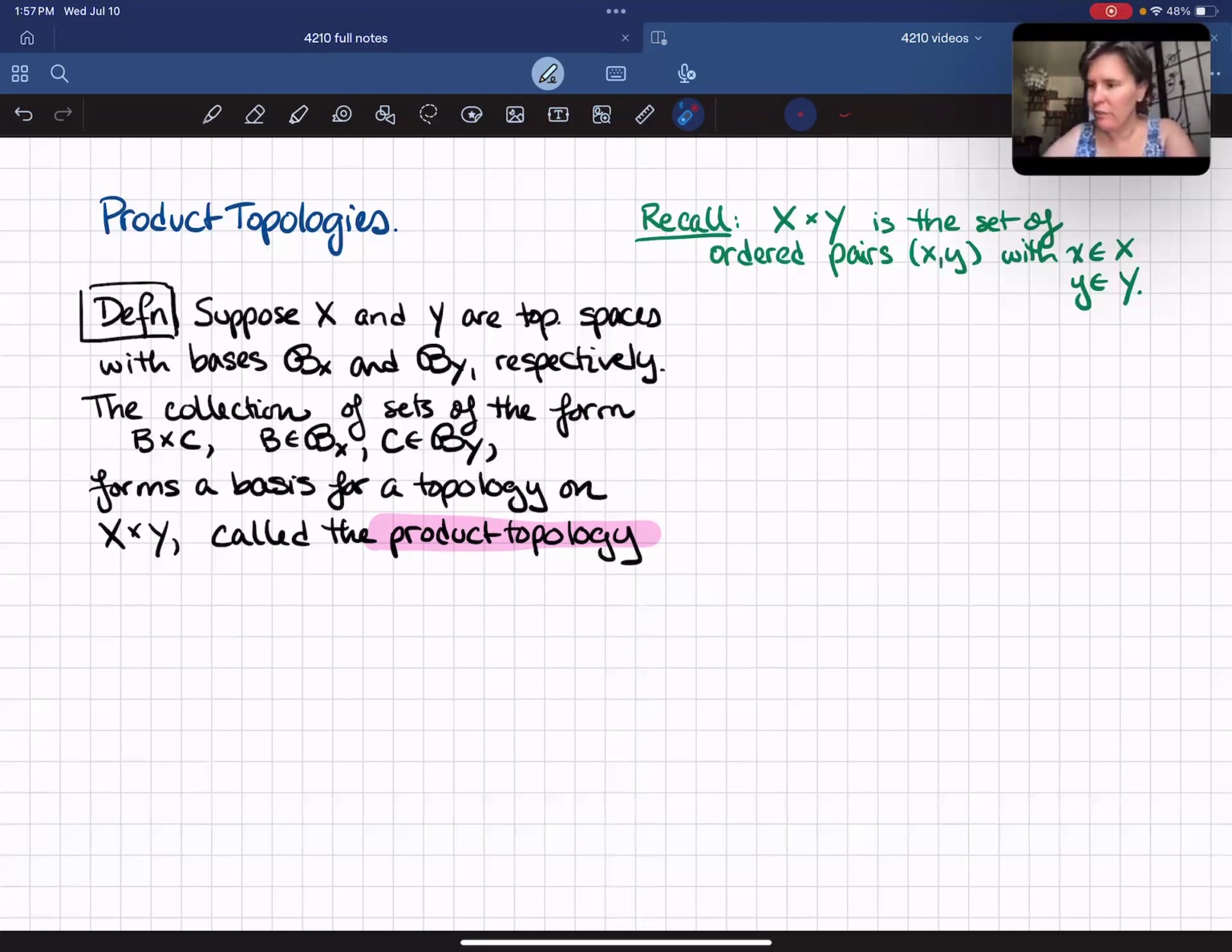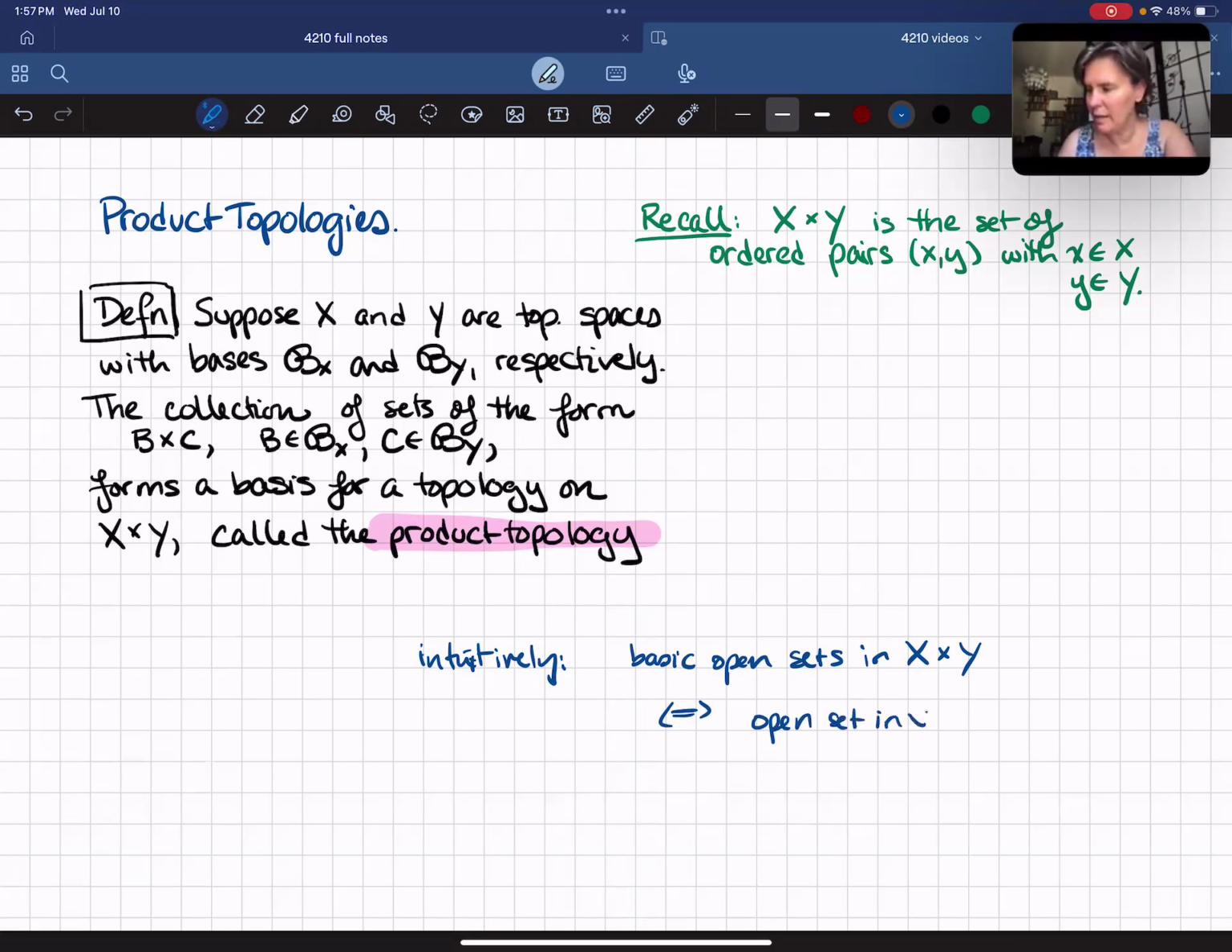And just as a shorthand, when you're thinking about the product topology, the intuitive idea is that the basic open sets in X cross Y have the form of being an open set in X crossed with an open set in Y. And this could be basic open or it could be open. You could actually think about it either way. Both work, okay? So that is the product topology.